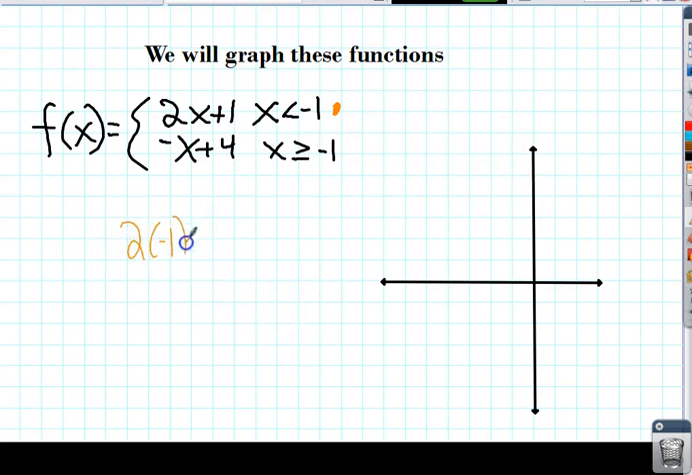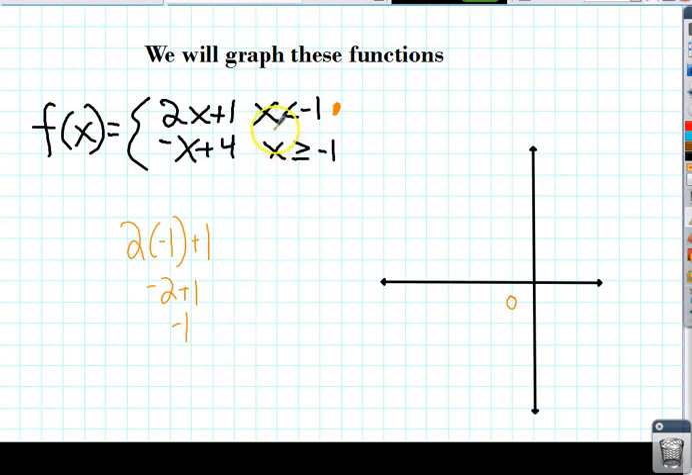2 times negative 1 plus 1. Negative 2 plus 1, that's negative 1. So at negative 1, negative 1. Now, I'm going to start this with a dot. What type of dot am I going to use? Open dot, if you remember from earlier when we graphed linear inequalities, that's not less than or equal to, so I use an open dot. At x being negative 1, the y being negative 1. An open dot there. Now, I need to figure out where the rest of this graph is going.